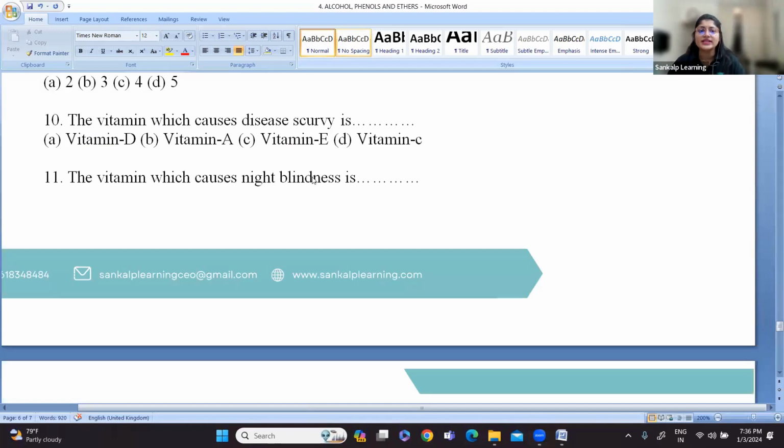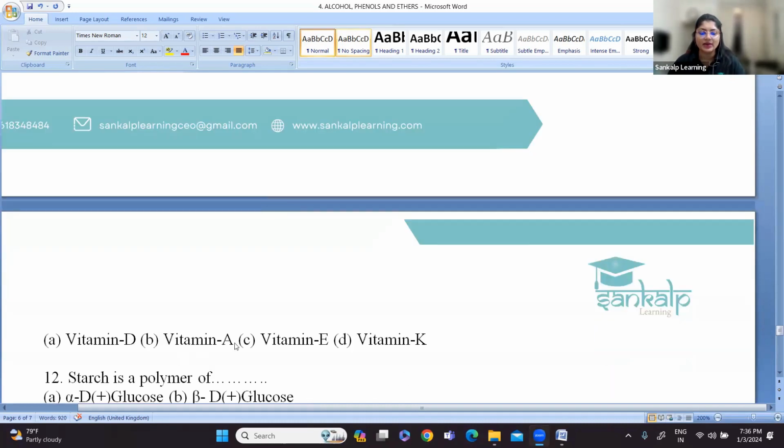The vitamin which causes night blindness is. So which is the vitamin which causes night blindness, students? Which is the vitamin? Vitamin D, vitamin A, vitamin E and vitamin K.